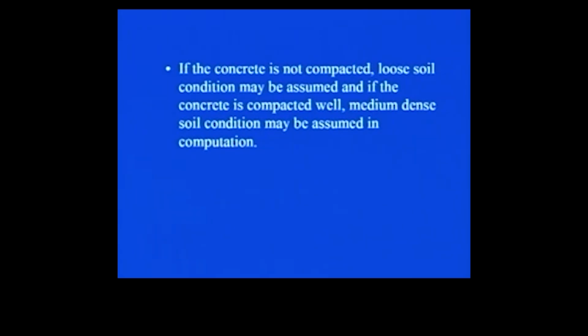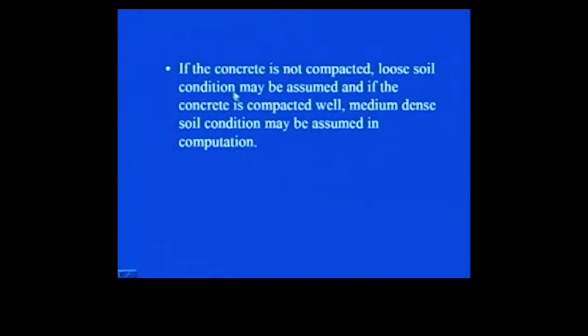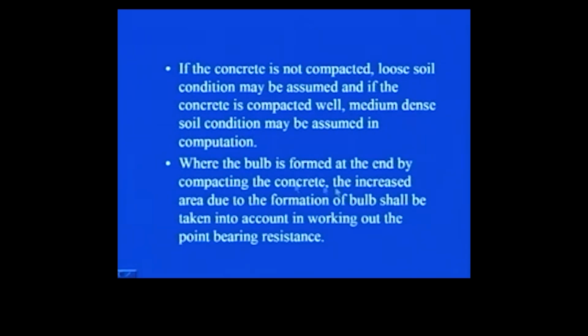If the concrete is not compacted, loose soil condition may be assumed, and if the concrete is compacted well, medium to dense soil condition may be assumed in the computation. When you pick the value of say delta or N or K, you will require the type or condition of the soil. So, in case the concrete is not compacted, you have to assume loose soil condition, and in case the concrete is compacted well, you can assume medium dense soil condition, and then choose appropriate parameters.